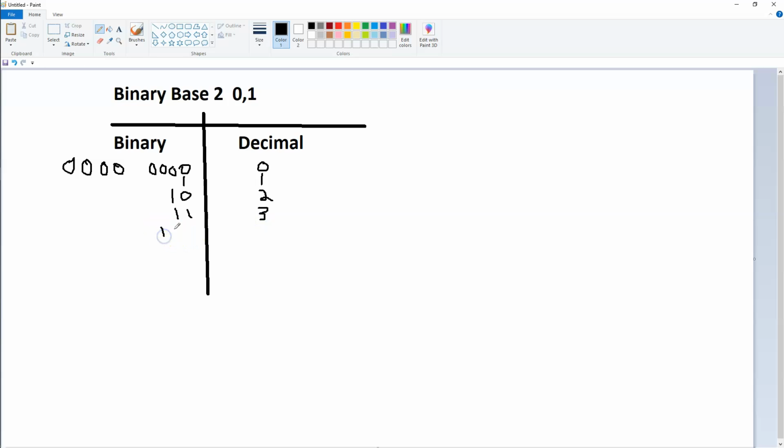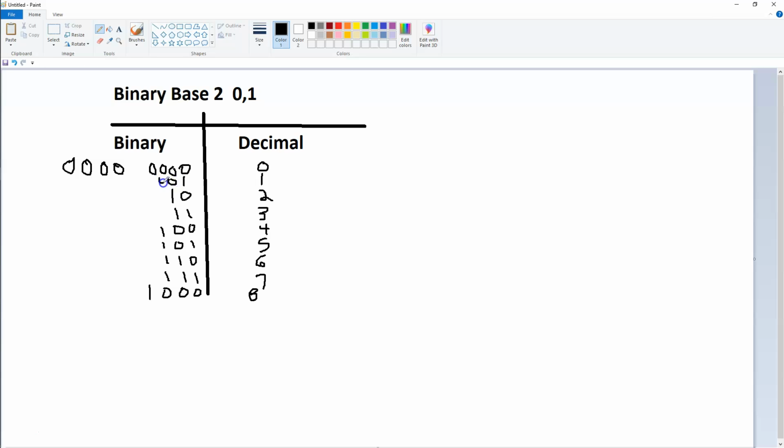Then I have to go over to 1, 0, 0, which is 4 decimal. Then 1, 0, 1, which is 5 decimal. 1, 1, 0, which is 6 decimal. 1, 1, 1, which is 7 decimal. Then I filled all these up. Now I need to go to 1, 0, 0, 0, which is 8 decimal.